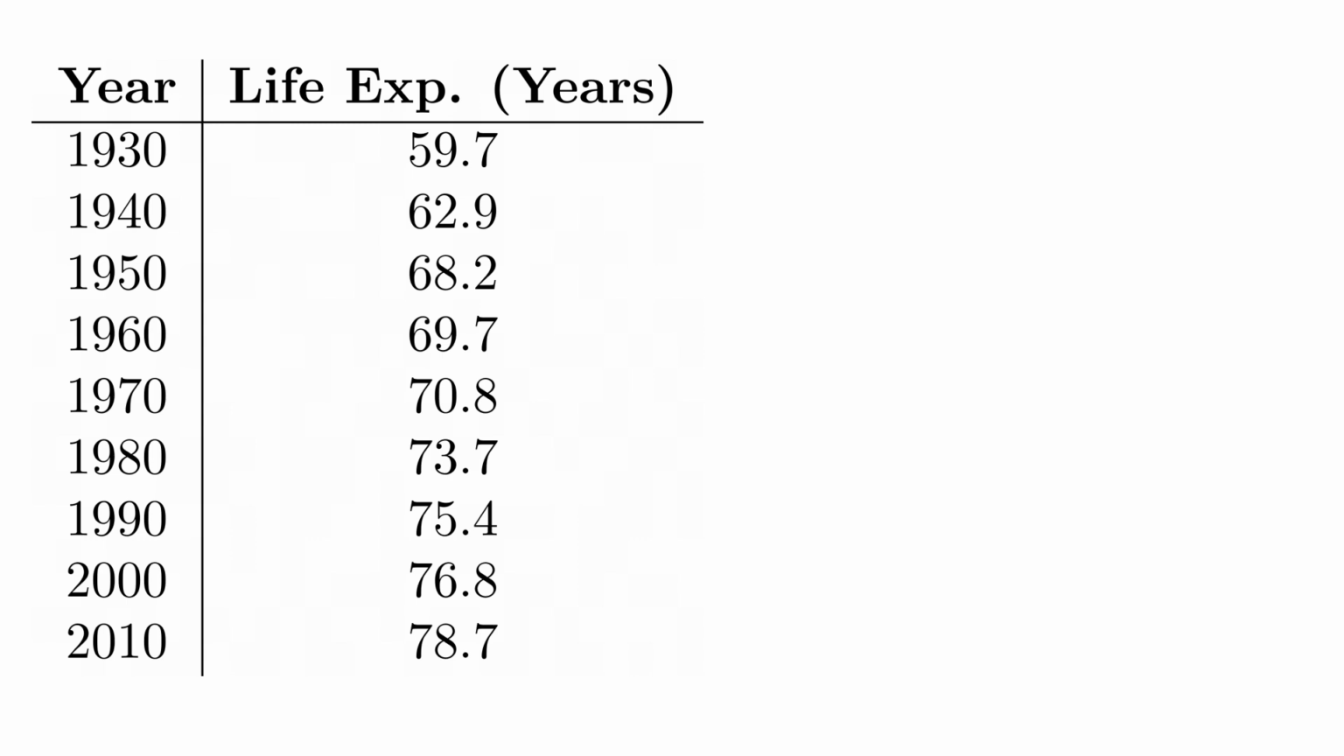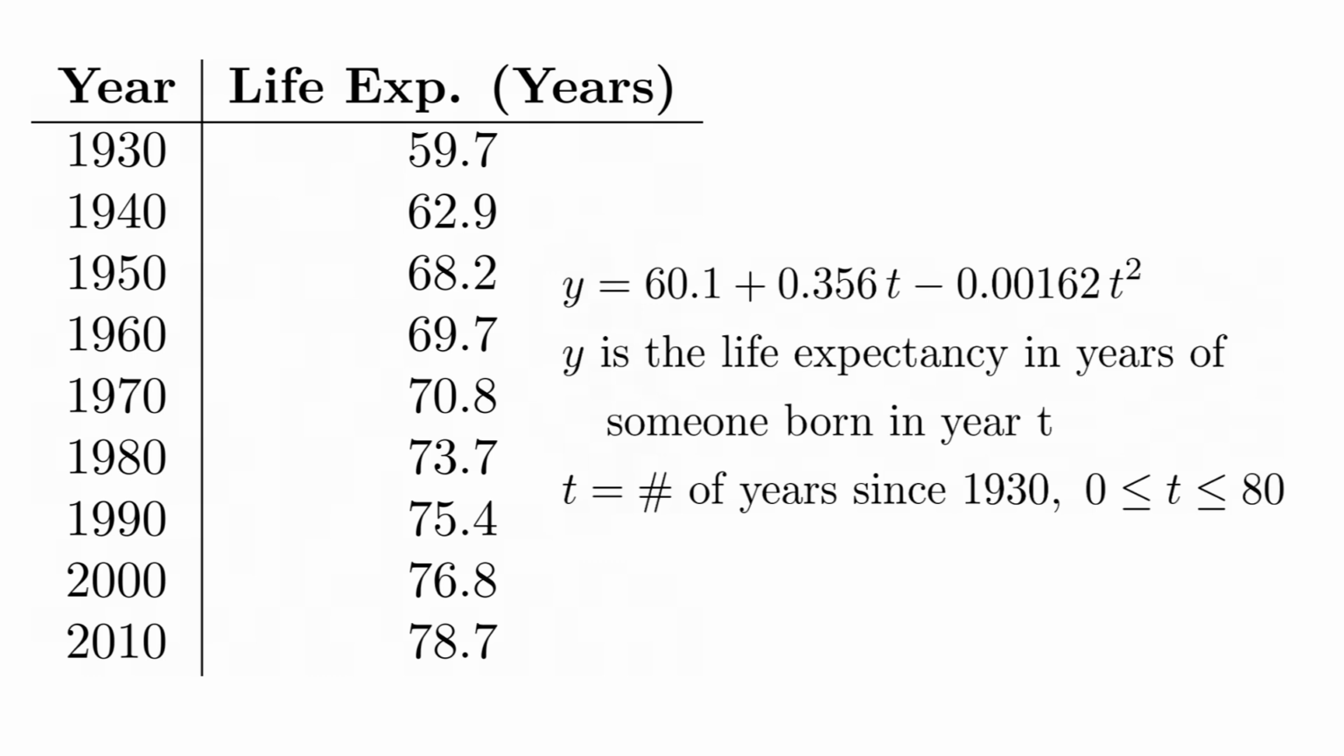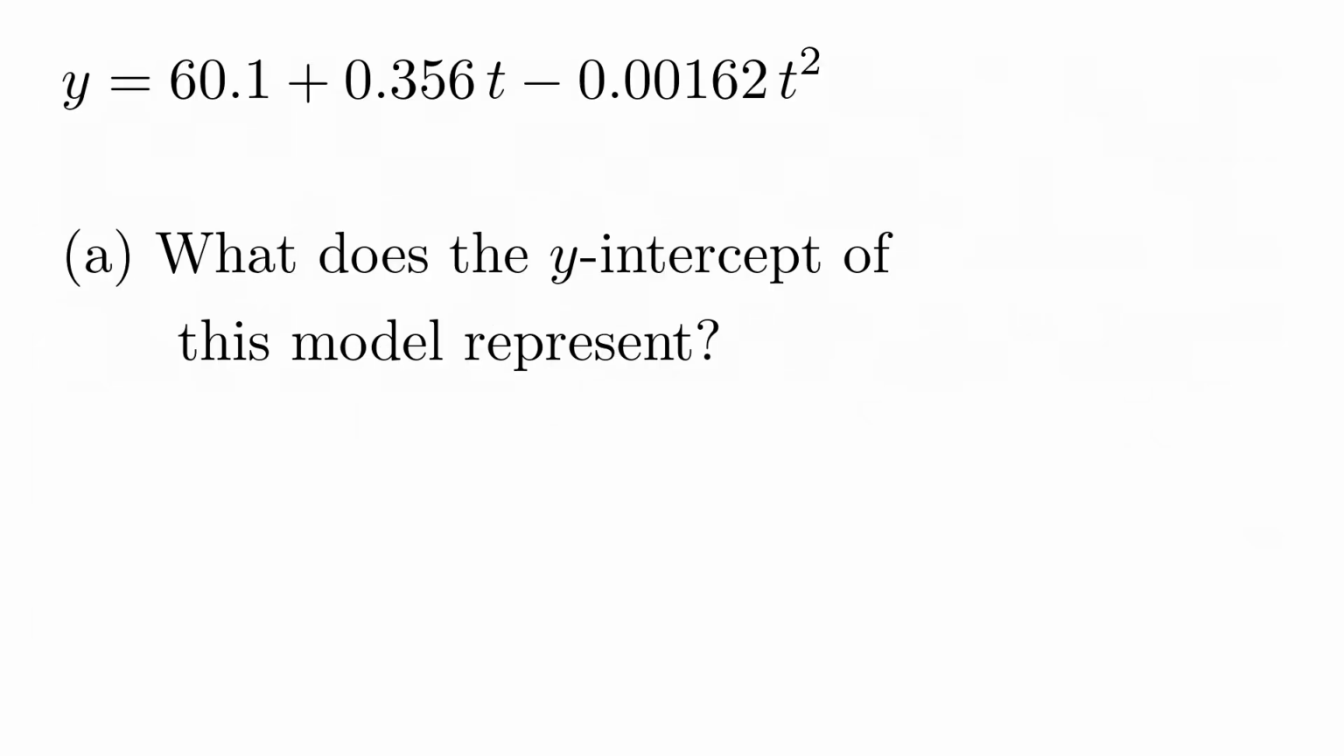A model for the life expectancy during this period could be given by y equals 60.1 plus 0.356 times t minus 0.00162 times t squared, where t is measured as years from 1930. So its range would be 0 to 80 on this table, where 0 is the year 1930 and 80 is the year 2010. We have three questions about this data that we want to answer, and we'll do them one at a time. The first is, what does the y-intercept of the graph of this model represent?